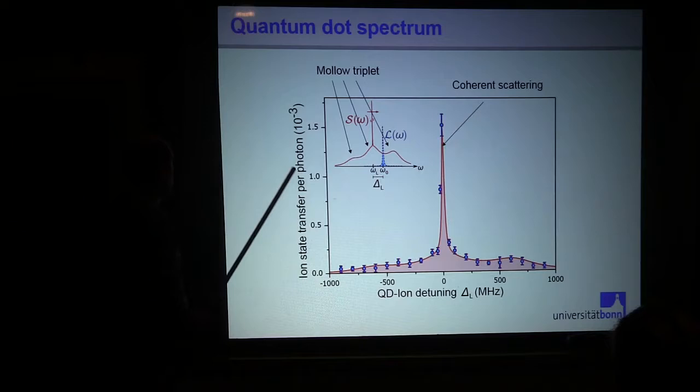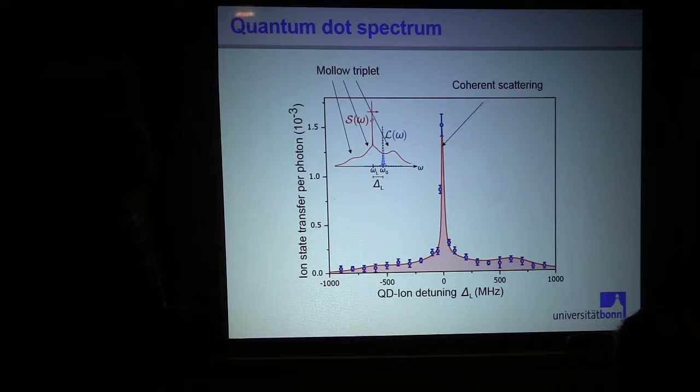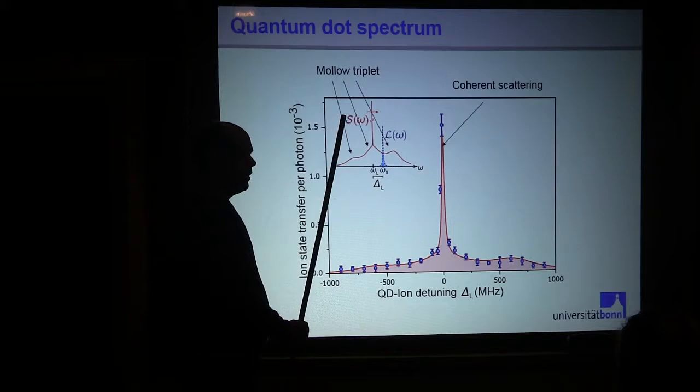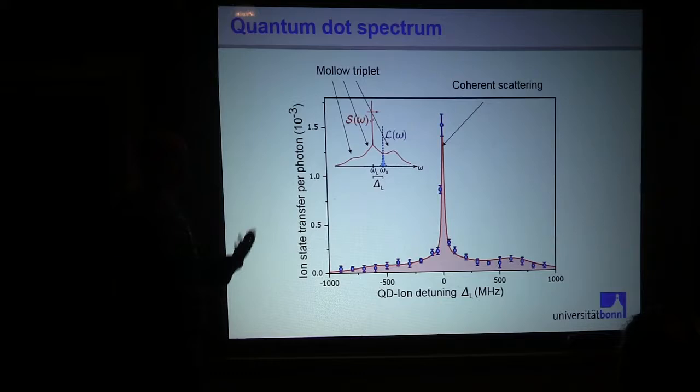And on top of that, you see the coherent scattering of the quantum dot. So this is basically Rayleigh scattering when you hit the quantum dot in resonance. Well, what is that Mollow triplet? Where does that physics come from? This is when your Rabi frequency with which you drive the transition becomes larger than the excited state linewidth. Then you get the triplet in the resonance fluorescence spectrum.